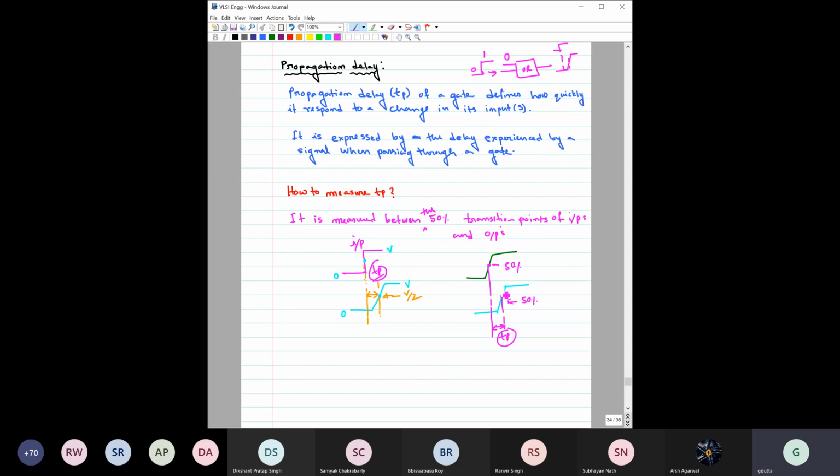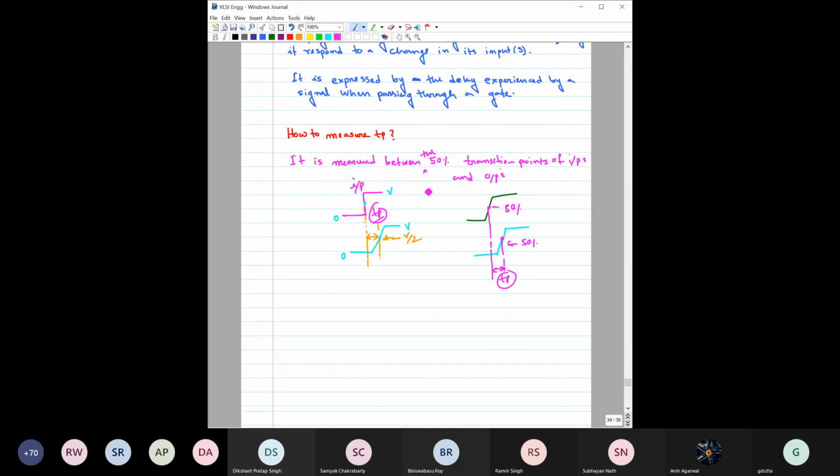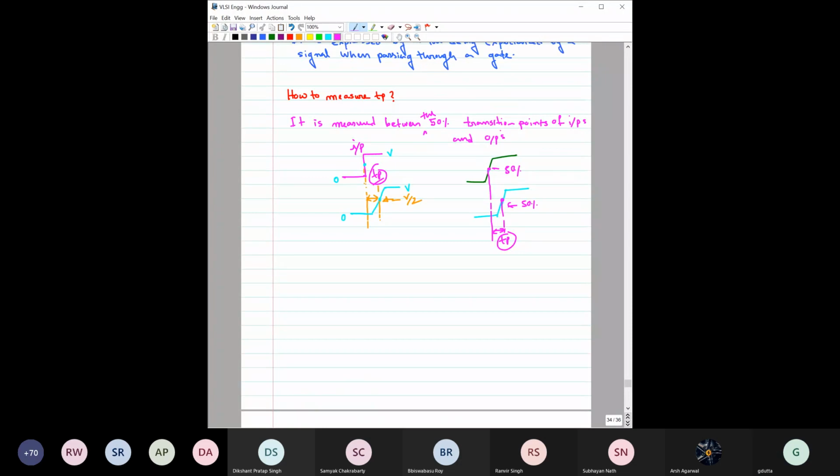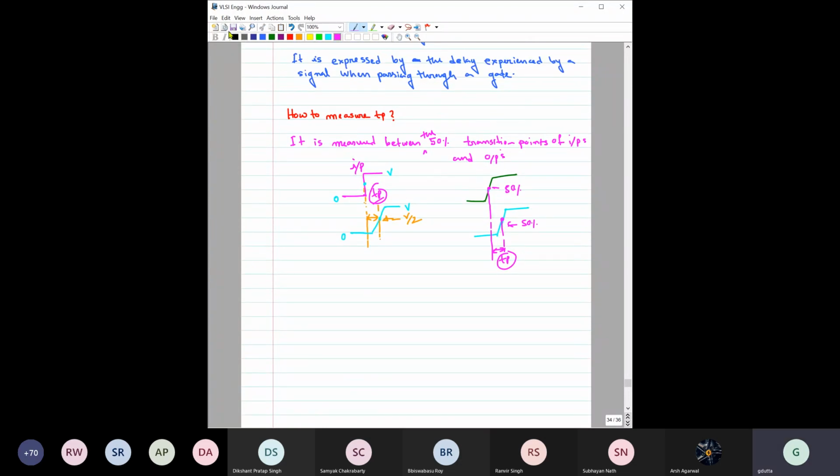Now the question is why we are taking 50%. Any idea, any thought? What could be the reason? Maybe with the switching, the switching threshold is also taken at half.